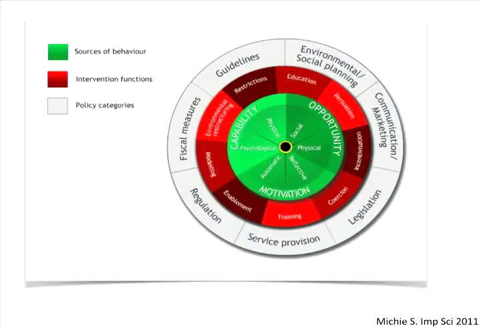And then each of these functions can be delivered in various ways, right? So for example, education can be delivered through a guideline, by publishing a guideline. It can also be delivered by changing how service is provided, for example, by requiring a certain amount of CME, right? So that's what these are. We'll go into each of these in detail over the next few lectures, right? But this is just a general schematic.